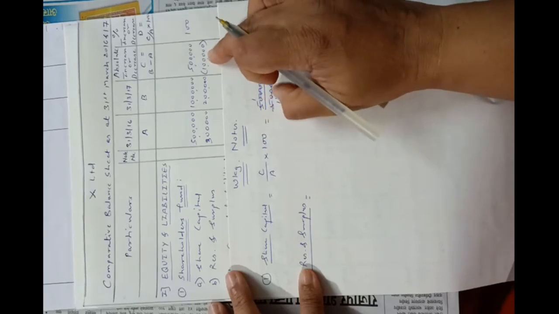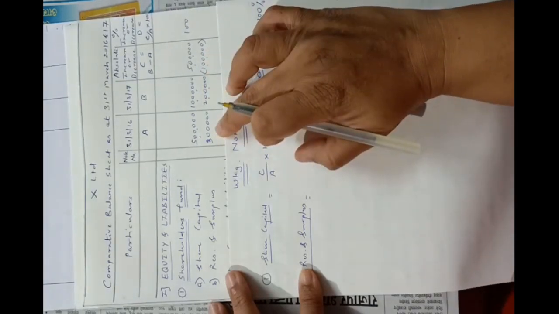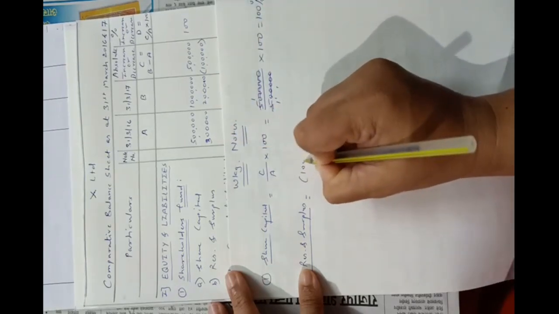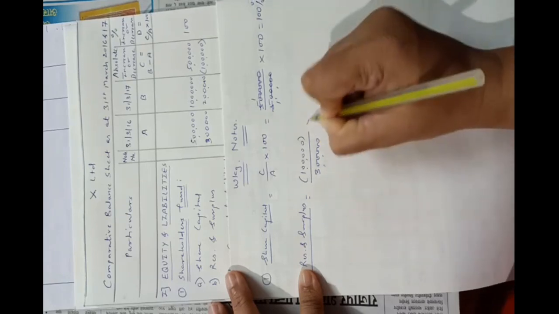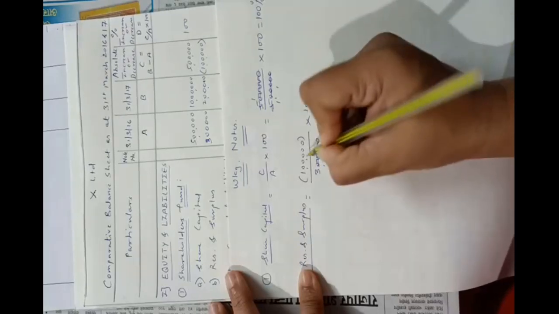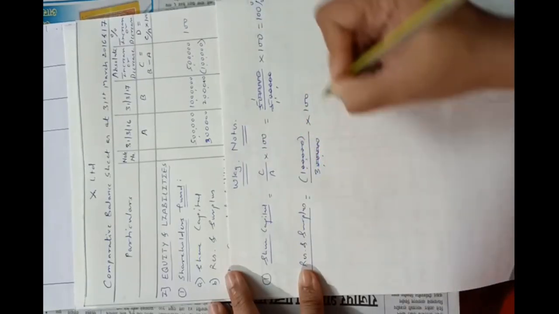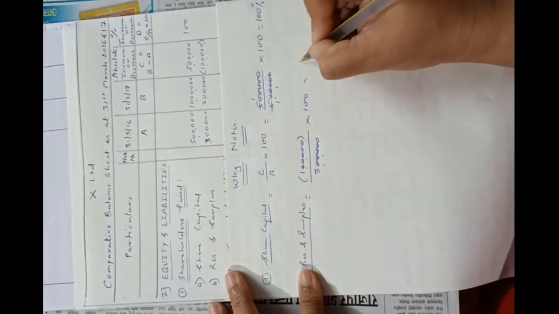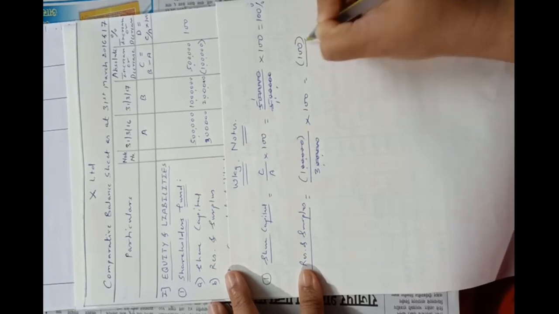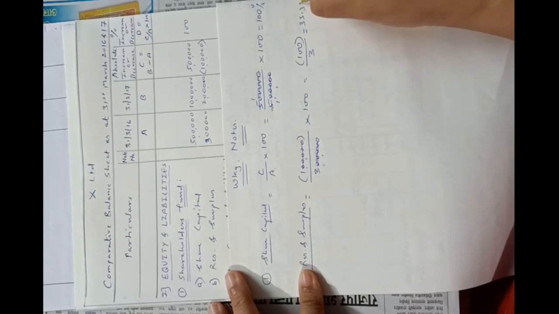Okay, so C column is negative 1 lakh divided by 3 lakhs into 100. So these 5 zeros will be cancelled with this, so it will be negative 1 into 100, that is 100 divided by 3, and so it will be 33.33%. Okay, so this is a decrease because the division will be negative, so decrease.